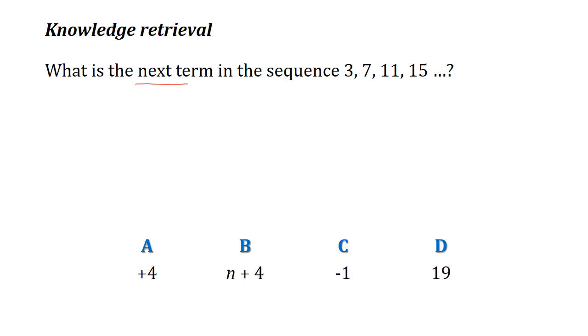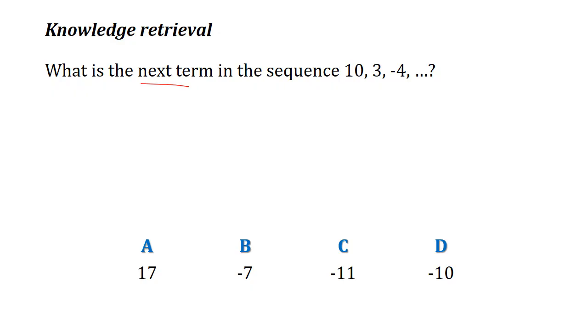Right, this time we're asked for the next term in the sequence. This is a sequence that is going up by 4 every time. So if we continue that pattern and add 4 to 15, we get that 19 is the next term in the sequence. Next one.